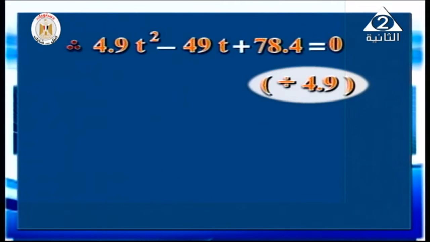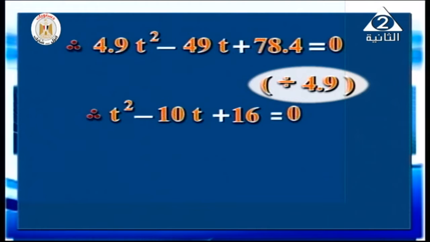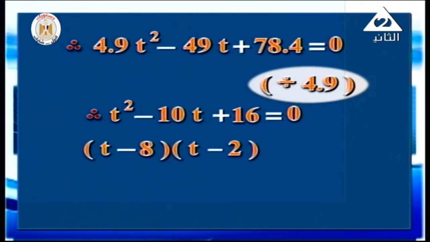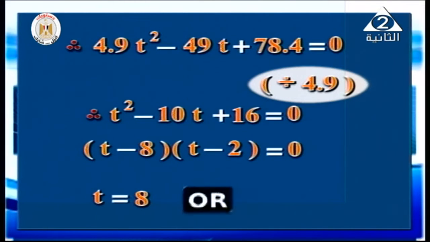Divide each term by 4.9. Then the equation becomes t squared minus 10t plus 16 equals 0. By using factorization or a calculator, we find t equals 8 and t equals 2. At this distance, the time has two values. The displacement is 78.4 when t equals 2 or t equals 8.